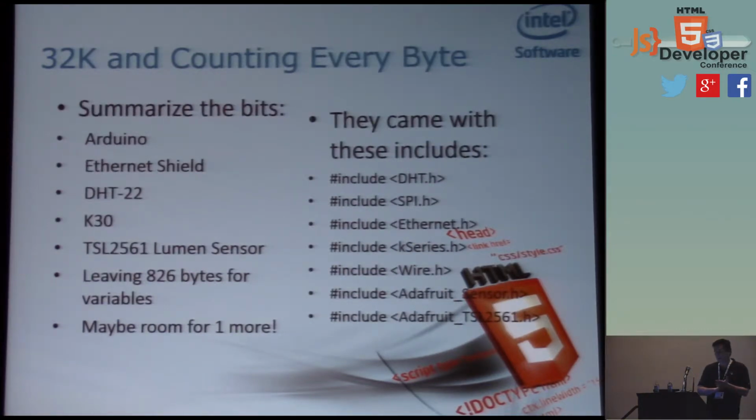32K. And you've got to count every byte because it really does matter. My first computer, I'm going to date myself here, was a Commodore 64. It had twice as much memory as this. So if you count the components, you've got the Arduino, the Ethernet shield, the 4 sensors, and I had 826 bytes left for variables. So I probably could have squeezed in one more component.